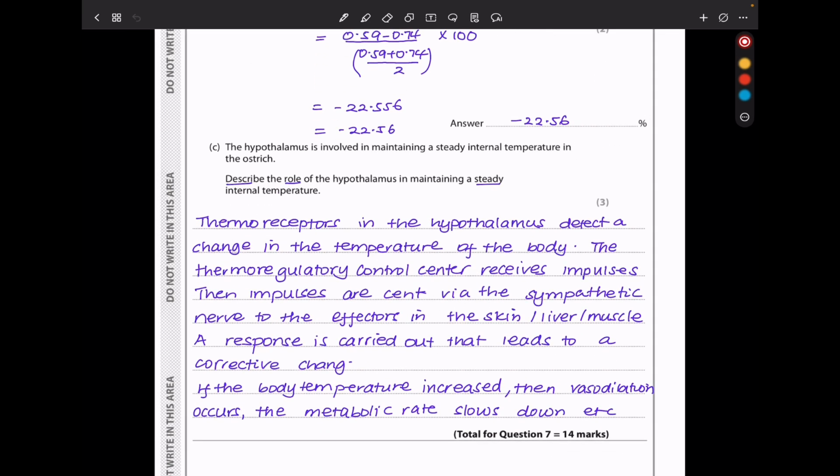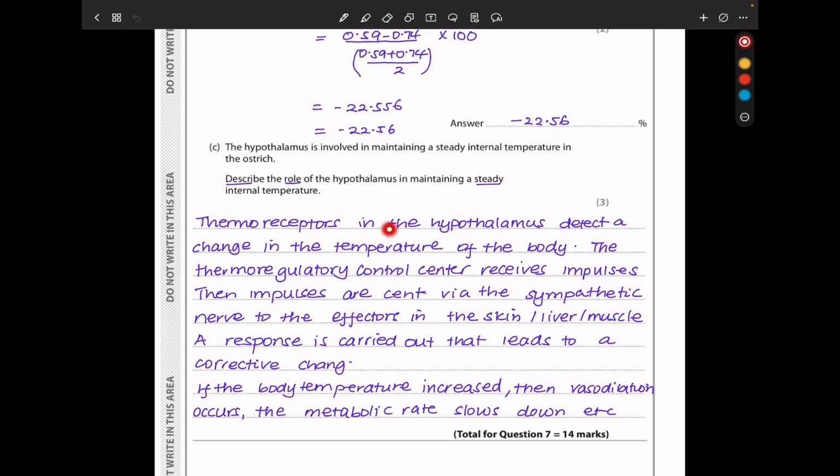The hypothalamus is involved in maintaining a steady internal temperature in the ostrich. Describe the role of the hypothalamus in maintaining a steady internal temperature. The hypothalamus is going to detect the change in temperature, and then impulses are going to be sent out to respective organs in order to cause a required change.